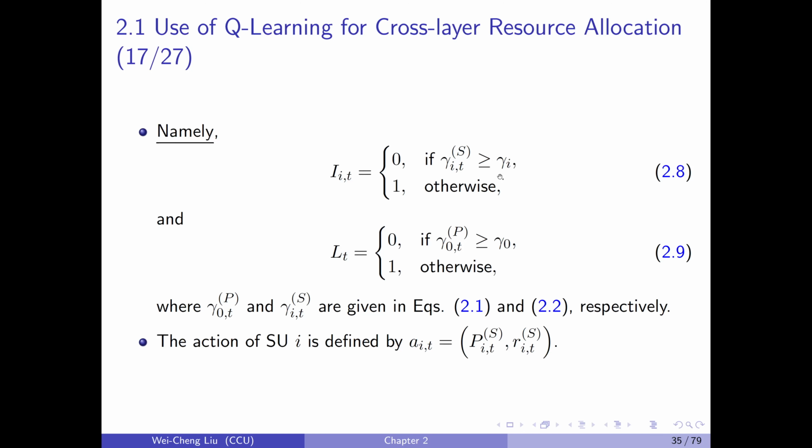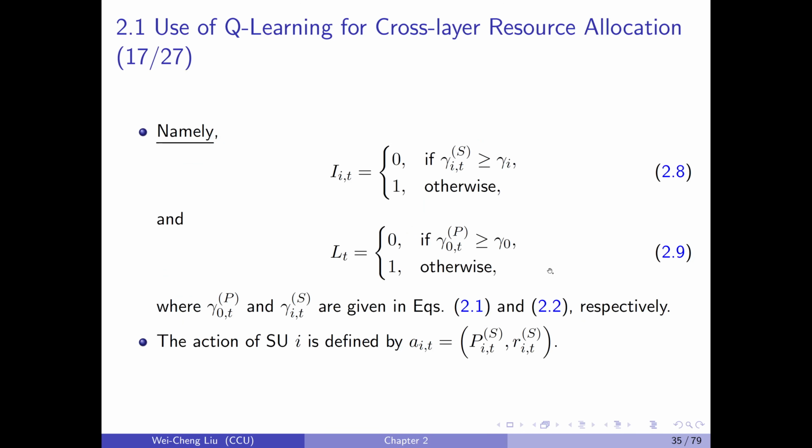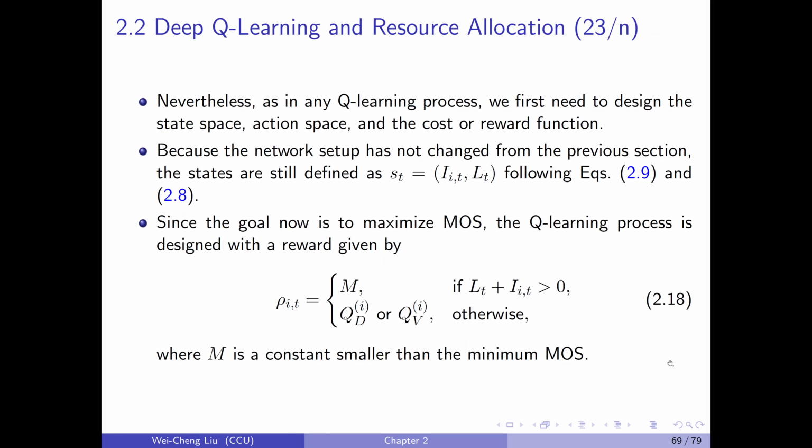And what is gamma_i? Let us go to equation 2.2 again. Gamma_i is here. Gamma_i is secondary user i's required SINR threshold determined from quality of service, QoS, goals. Okay, so let us go back to here.